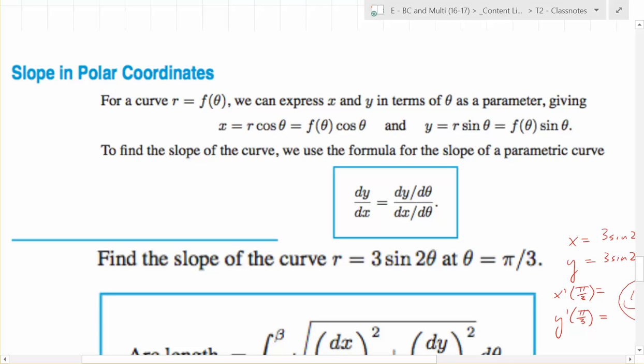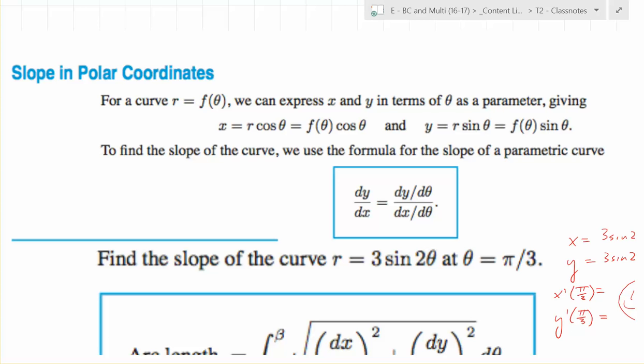So when we do derivatives, dy/dx should not look unfamiliar. dy/dx is dy/d theta over dx/d theta. But if we are going to find dy/d theta and dx/d theta, we need y in terms of theta, and we need x in terms of theta. Well, do we have x in terms of r and cosine? Sure. And do we have y in terms of r and theta? Sure. So we need a function that dictates r.